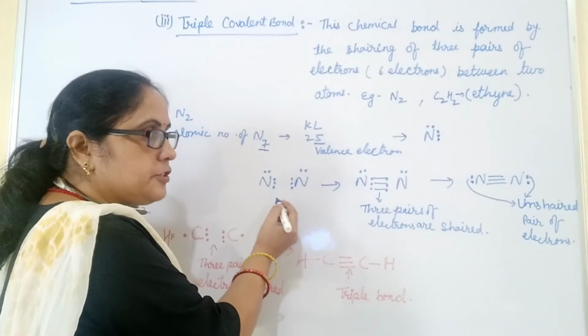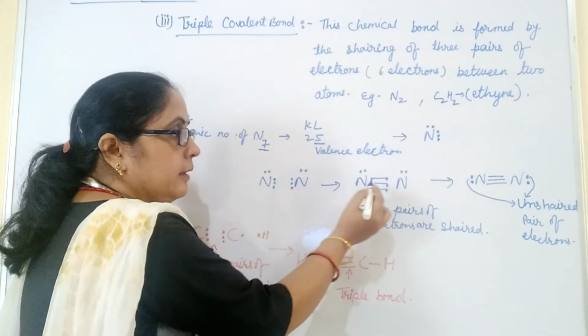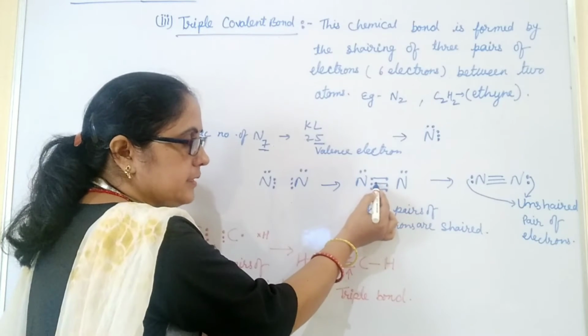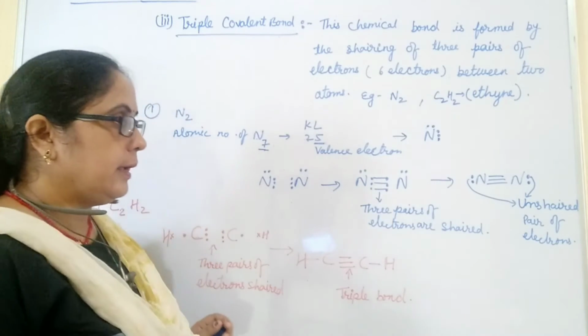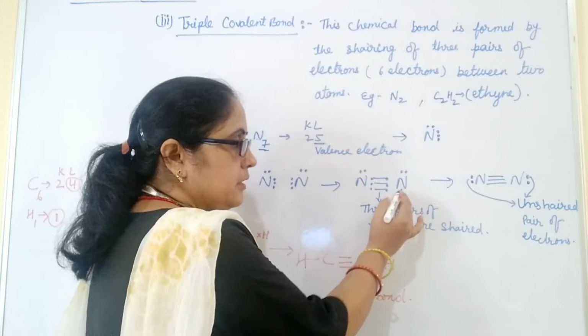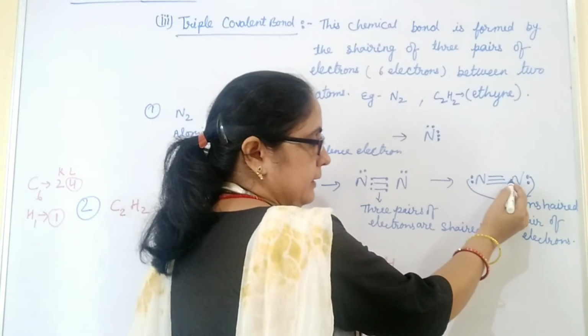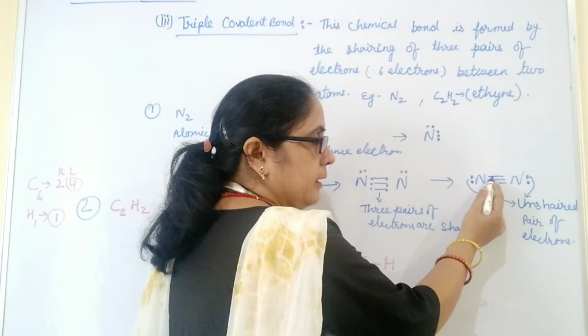How many electrons do they share? They share 3 pairs of electrons. This is one pair of electrons, second and third pair of electrons, and 2 nitrogen atoms share their 3 pairs of electrons, so that 2 nitrogen atoms combine together by triple bond.